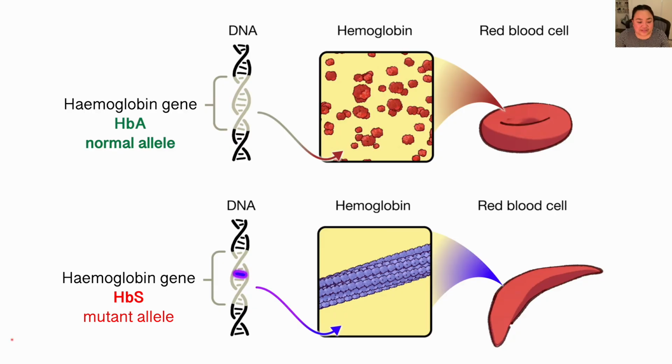The sickle cell allele, HbS, entered the gene pool through a gametic mutation in the gene for hemoglobin. This is the protein that carries oxygen in red blood cells. Normally, the hemoglobin A allele makes round, flexible red blood cells that can move easily through blood vessels. But the sickle cell mutation causes hemoglobin to clump together, changing red blood cells into stiff sickle shapes.